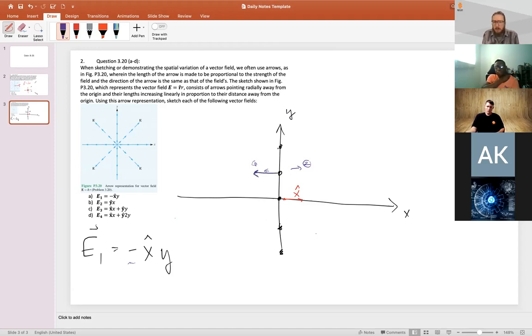Then if we go further up, will the magnitude here be larger or smaller than this one? Larger. Yeah, larger. Okay. So now we have possibly something that looks like this. Now, what about when we go down to here? Which direction will this vector be pointing? Coming back to here, will it be in direction one or direction two?